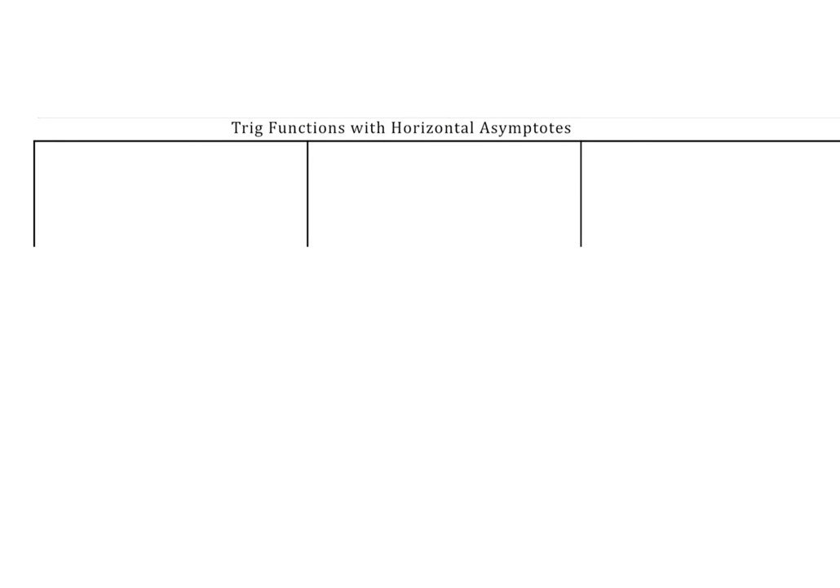Okay, now we're going to look at trig functions with horizontal asymptotes. So limit as x approaches infinity of some trig functions. First, let's just look at a basic trig function. Limit as x approaches infinity of cosine x. So this is just kind of a trick question. This cosine x doesn't have a horizontal asymptote. It's oscillating. So as you approach infinity, this does not approach a single value. So this does not exist.